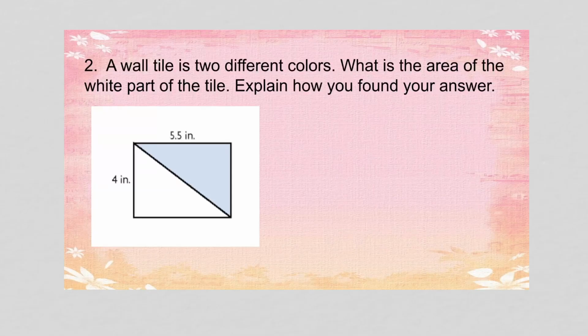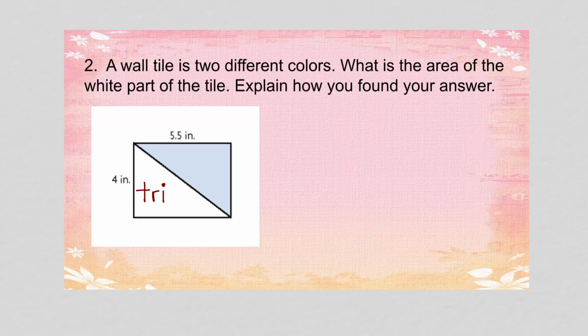Number 2. A wall tile is 2 different colors. What is the area of the white part of the tile? Explain how you found your answer. What is the white part of the tile? What kind of shape is that? The top is supposed to be colored. Yeah, color. Just shade it in a little bit. Okay.